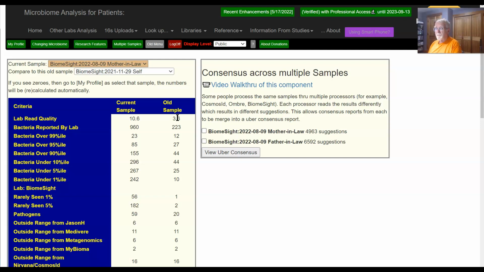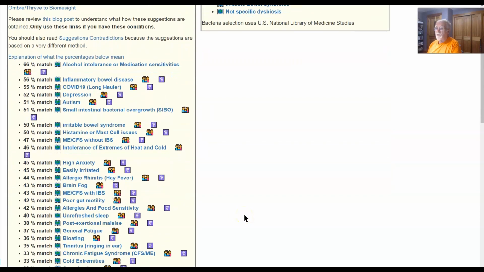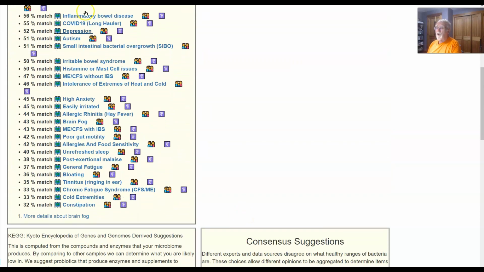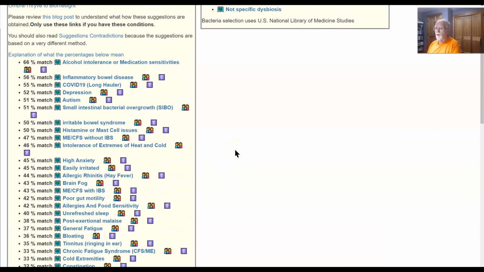So it becomes even more moving parts for this jigsaw puzzle. So let's go over and look at the changing microbiome. We have a bunch of things here in terms of special studies, and these are all using the same lab, the same one this person went through, so we can go and do things. And we see a variety of things here.